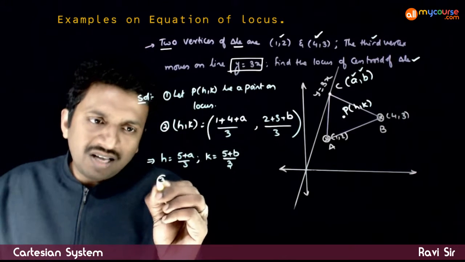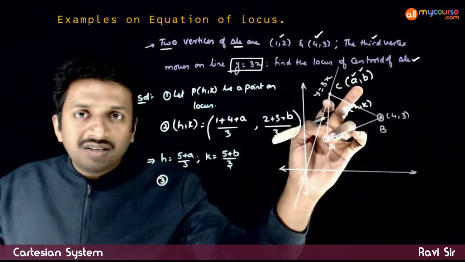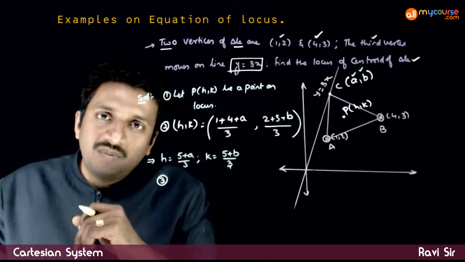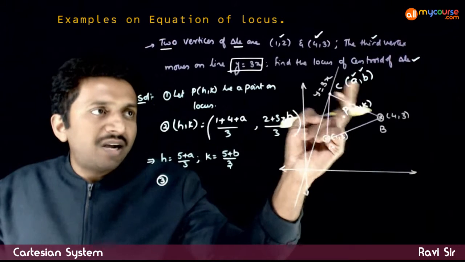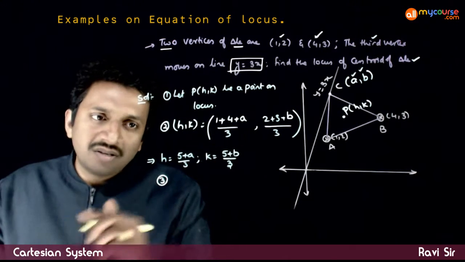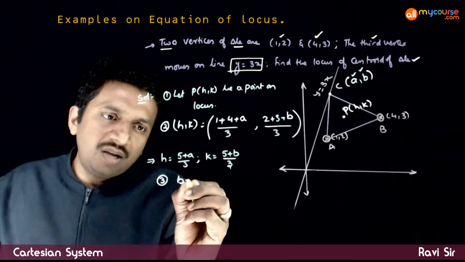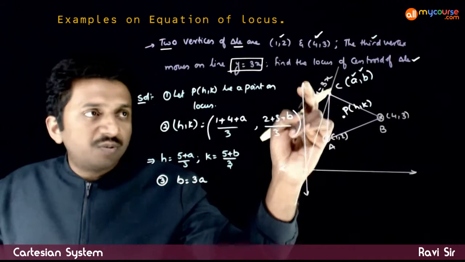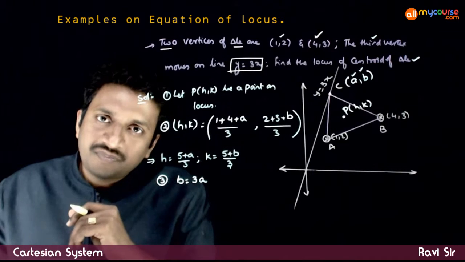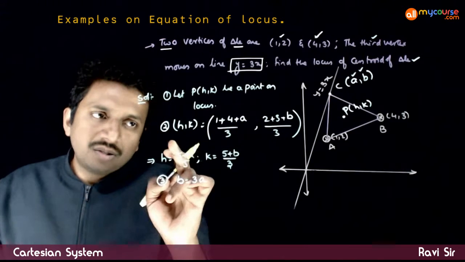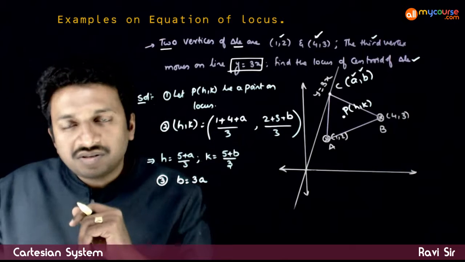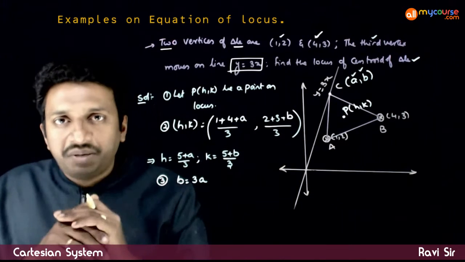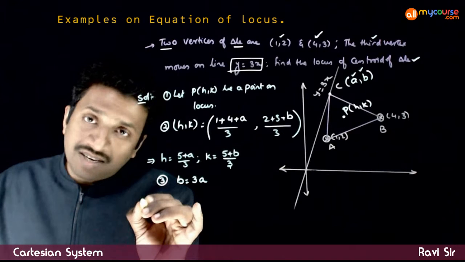So what is the third equation? The third equation is that this point C (a, b) lies on the line y is equal to 3x. That means this point satisfies this equation. So b has to be equal to 3 times a. So this is the third equation. Once you have all three equations, your aim is to eliminate a and b. So let us try to do that.